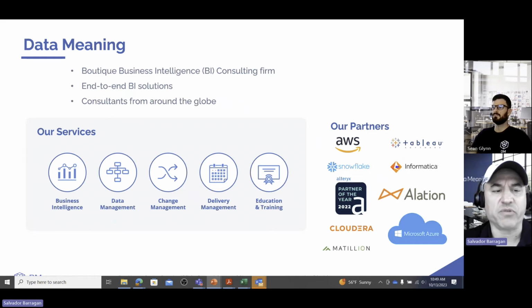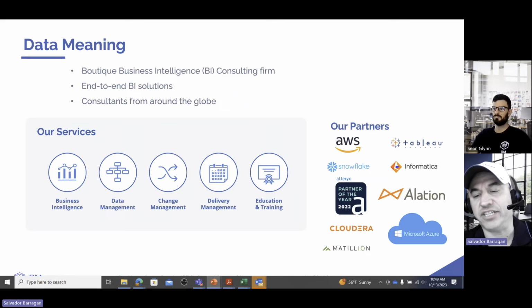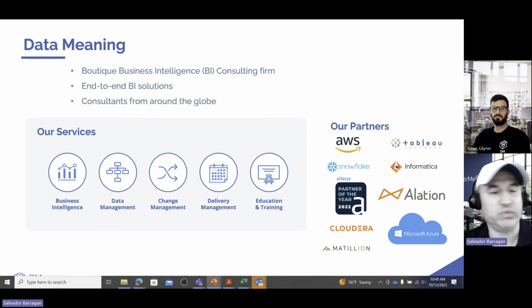Our services really revolve around business intelligence and data management, which encompasses our data governance program, change management, delivery management, education, and training. Some of our partners are AWS, Tableau, Informatica, Microsoft Azure, Matillion, Cloudera, Alteryx, which we've been Partner of the Year for several years, as well as Alation, which is the topic of our conversation today.